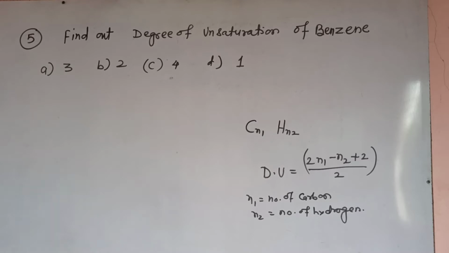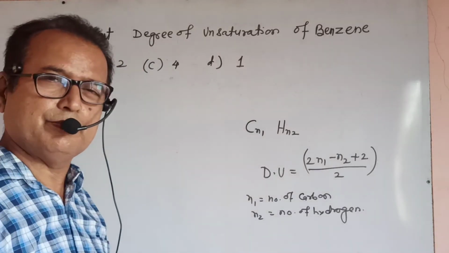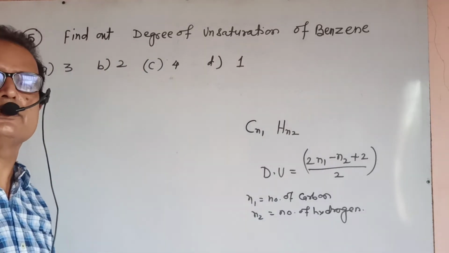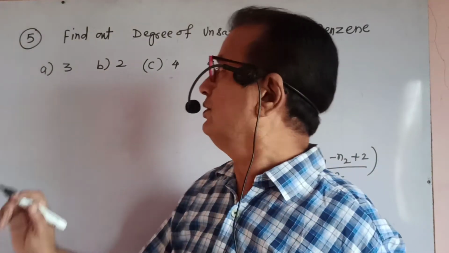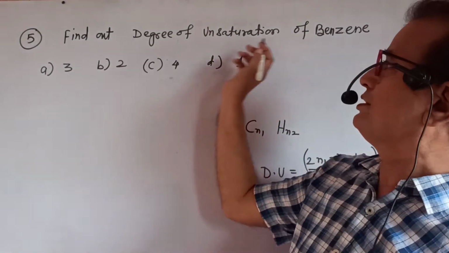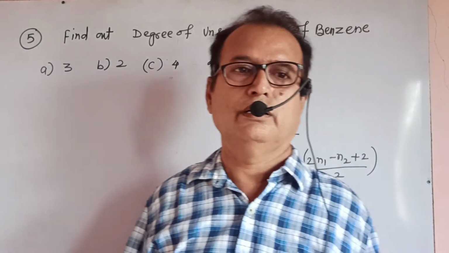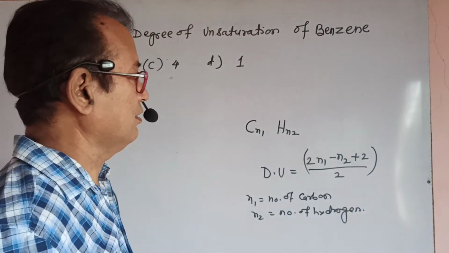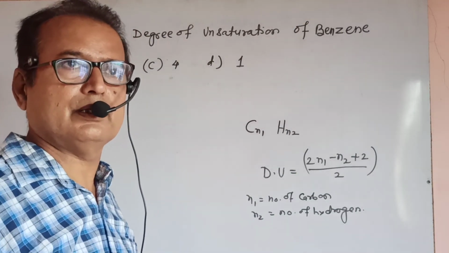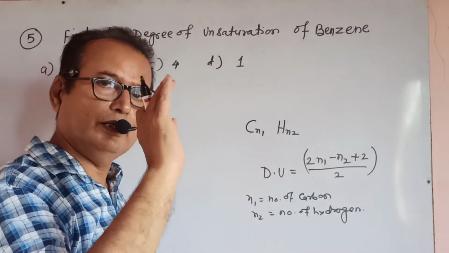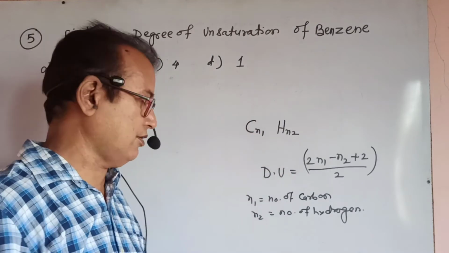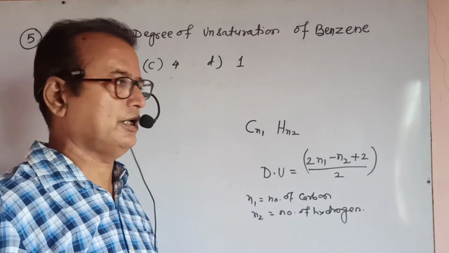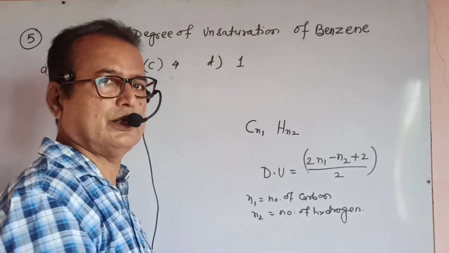Here's the next question, which is also very important, a basic, interesting and simple question for the NEET examination. Find out the degree of unsaturation of benzene. What do you know about degree of unsaturation? Suppose N1 means the number of carbon atoms, and N2 means the number of hydrogen atoms.